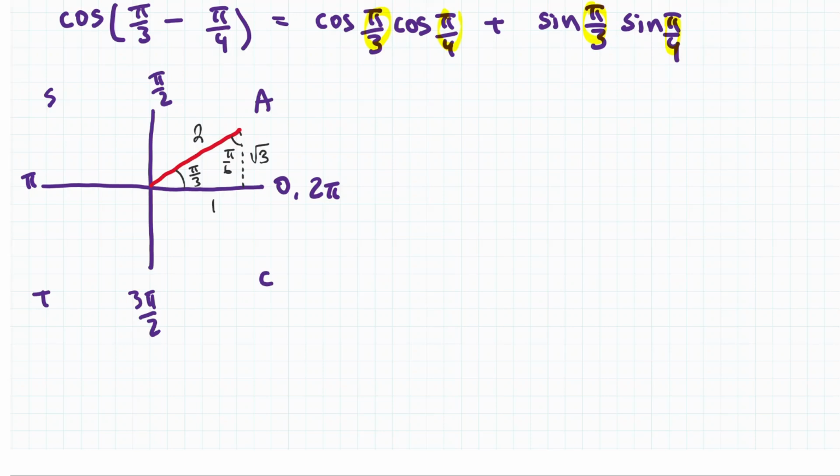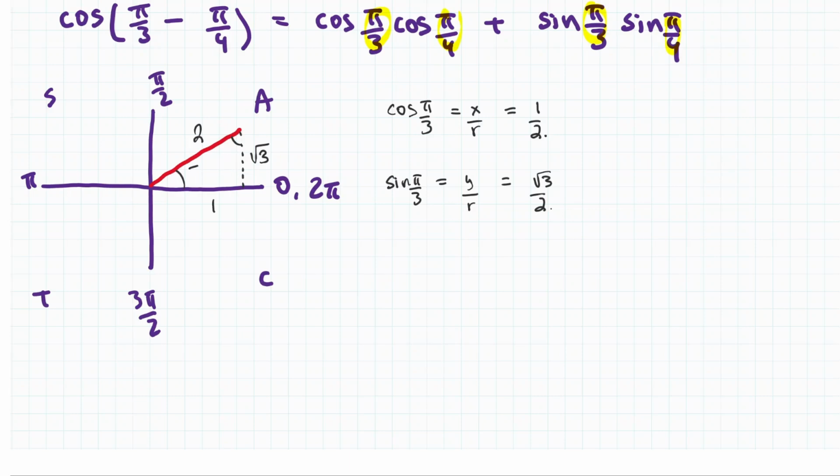So we said that cos pi over 3 equals our x value over our r value, according to SOHCAHTOA, which equals 1 over 2. And now let's look at our sine pi over 3. So sine pi over 3 is equal to opposite over hypotenuse, or y value over radius. And in this case, that is equal to root 3 over 2. Okay, so now we have our unit circle for pi over 3.